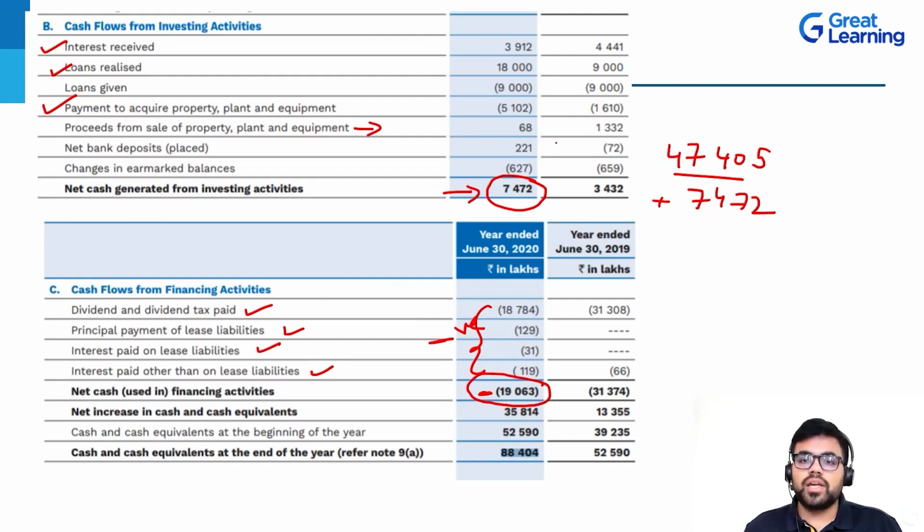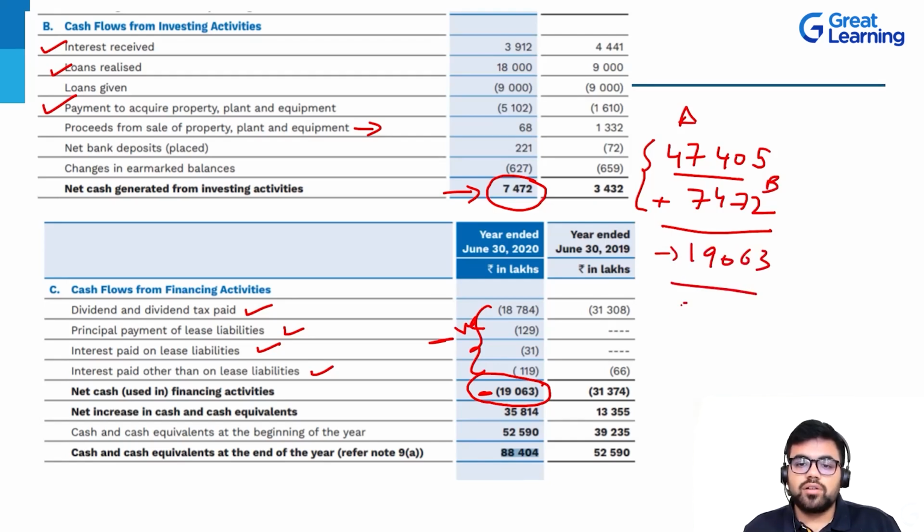Now, what should be in brackets and what not? That would depend. Some of the values could be positive and some negative. You have to actually see which one is positive and which one is negative. In this case, financing activities is negative. So I'll add A and B, operation and investing, and subtract financing, 19,063. Now I will get the net value that is mentioned over here, 35,814.